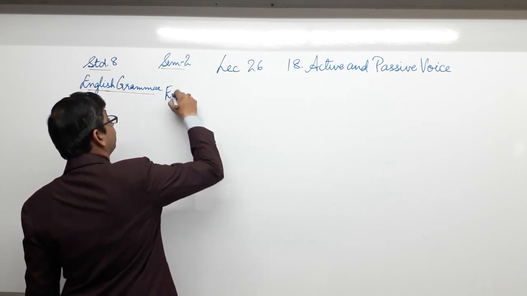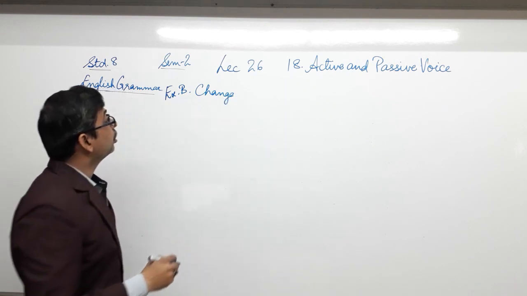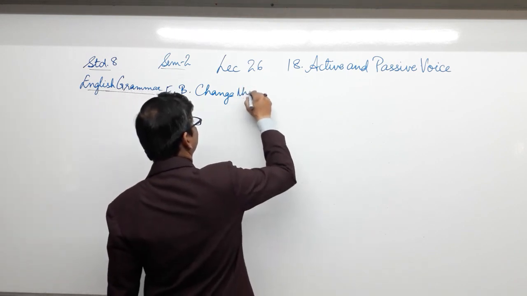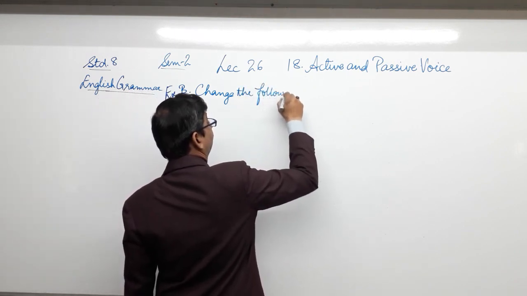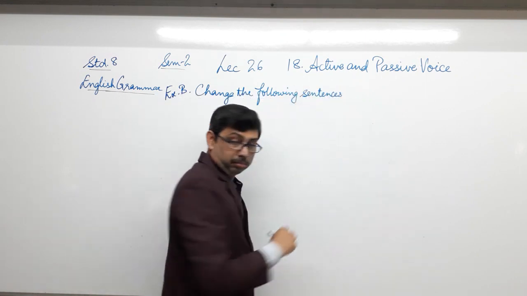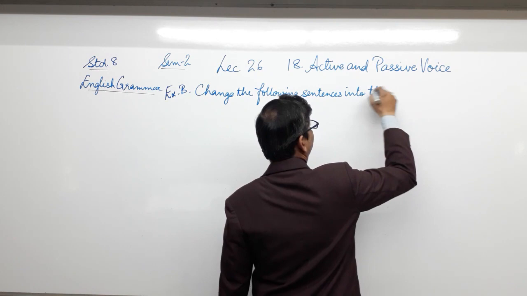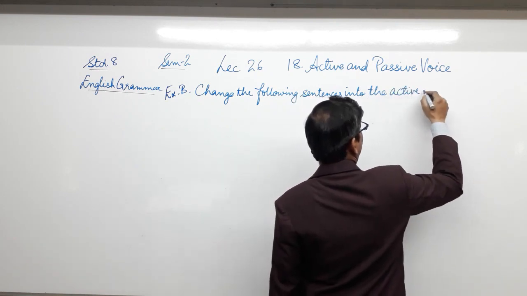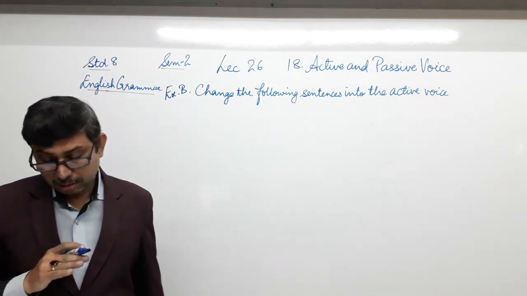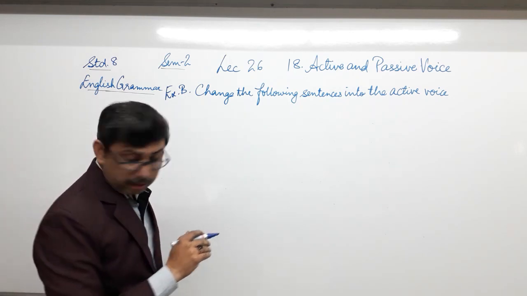Exercise B. Change the following sentences into the active voice. We are performing a reverse order, the active to passive, now it is passive to active. Second one, he was made the general manager.